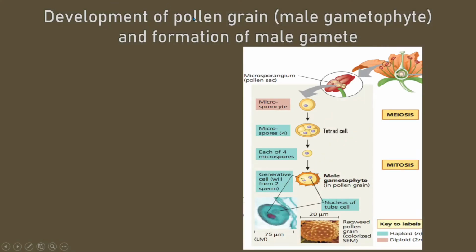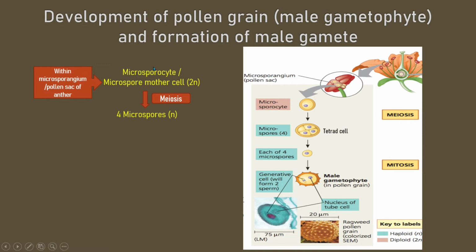The development of pollen grain or male gametophyte occurs within anther. In each anther, there are 4 pollen sacs or 4 microsporangium. So this is the microsporangium or pollen sac. Within each microsporangium or pollen sac, there are many diploid cells known as microsporocyte or microspore mother cell. Each of these diploid microsporocytes undergoes meiosis to produce 4 haploid microspores. So these are the 4 haploid microspores, which is also known as tetrad cell.